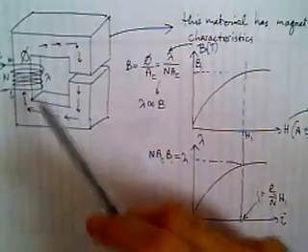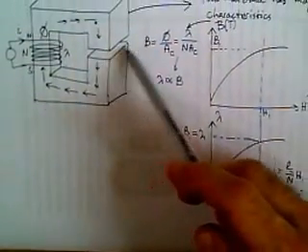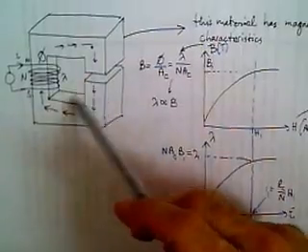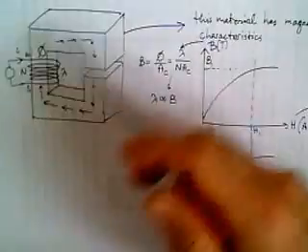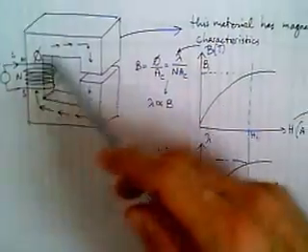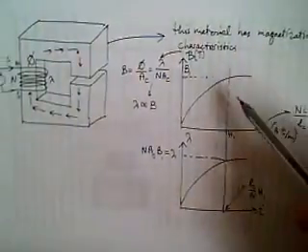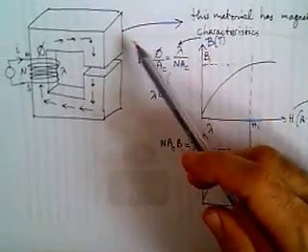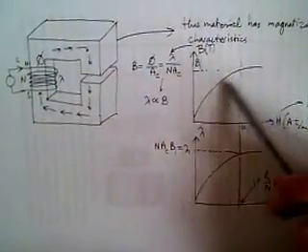Now let's consider the simplest case. Known geometry, small gap, 1 MMF and 1 core reluctance, very simple circuit, 1 source and 1 load kind of circuit. And the material has a nonlinear magnetic characteristic.